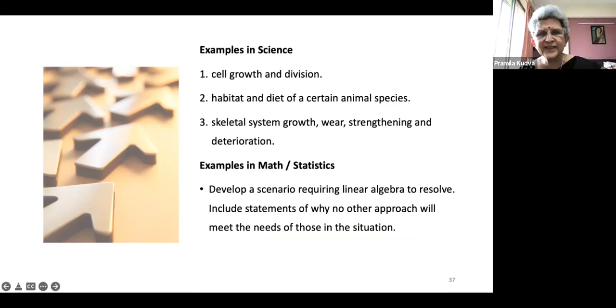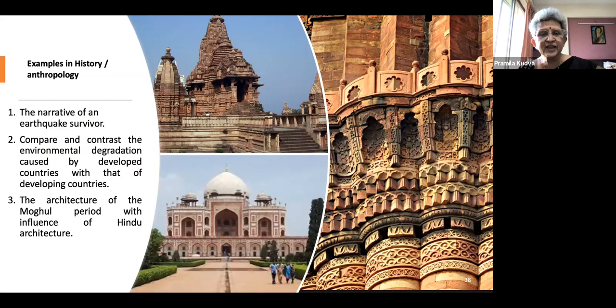Okay. So examples in science: cell growth and division, habitat and diet of certain animal species, skeletal system, growth, wear and tear, strengthening and deterioration. Examples in math and statistics: develop a scenario requiring linear algebra. Include statements of why no other approach will meet the needs of those in the situation. History and anthropology: narrative of an earthquake survivor. Compare and contrast the environmental degradation caused by developed countries with that of developing countries. Architecture of the Mughal period with influence of Hindu architecture. There are innumerable examples for this.